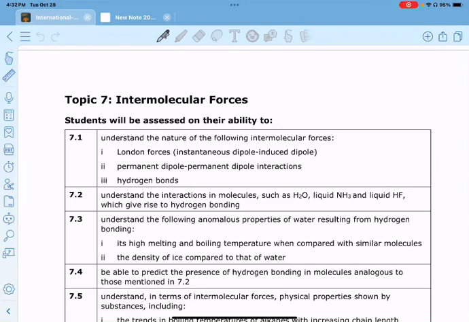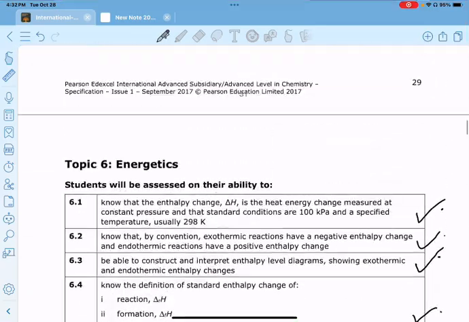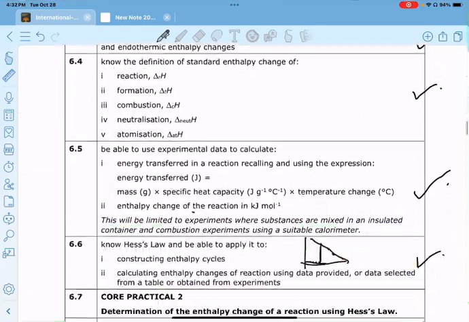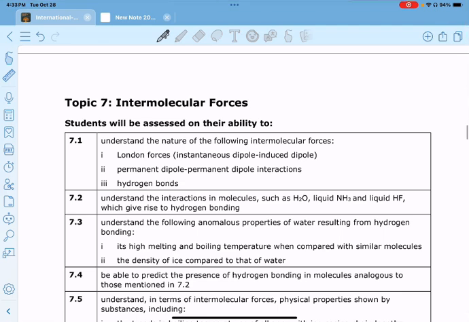Welcome to part 3 of the chemistry unit 2 Edexcel IAS specification revision. So, in today's video, we will be covering intermolecular forces. The previous video was energetics, a bit of energetics. But yeah, so let's begin with 7.1. Understand the nature of the following intermolecular forces.